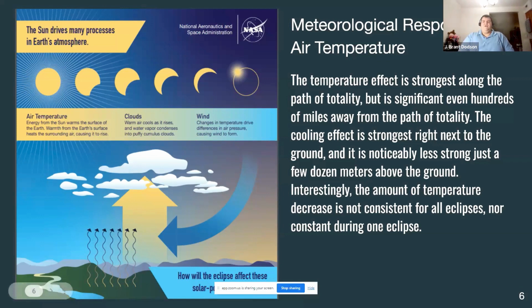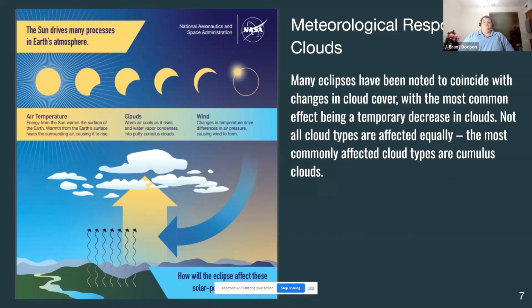But there is a lot of variability in how much cooling there is from solar eclipses. Not all eclipses are the same, and even along the path of the same eclipse, you don't always get the same amount of cooling everywhere, even along the path of totality. And so some of our work is trying to understand what factors control that variability in the amount of temperature perturbation from the eclipse.